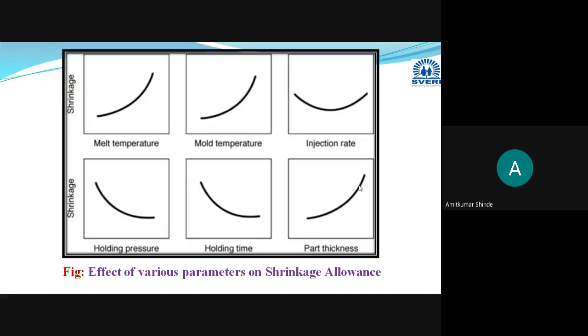Same here, I have collected these same parameters in these diagrams, these simple curves: effect of holding pressure on the shrinkage allowance, effect of holding time on the shrinkage allowance, effect of the part thickness, and effect of melt temperature, mold temperature, and injection rate.